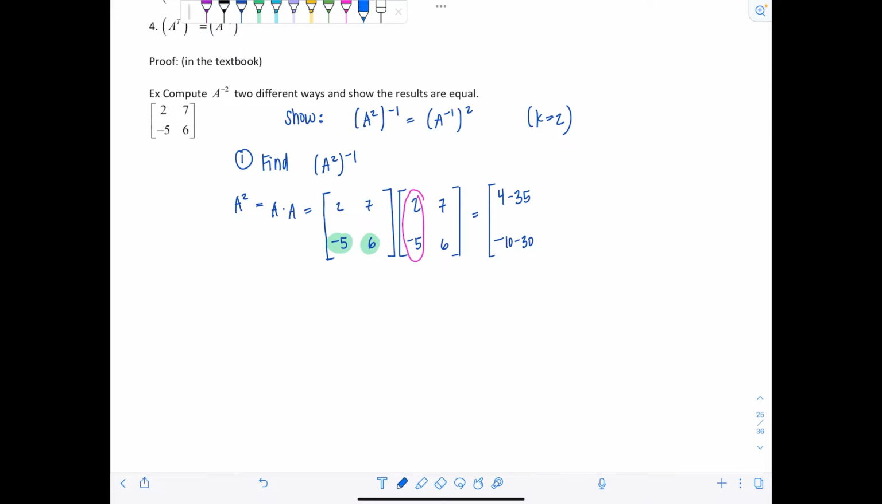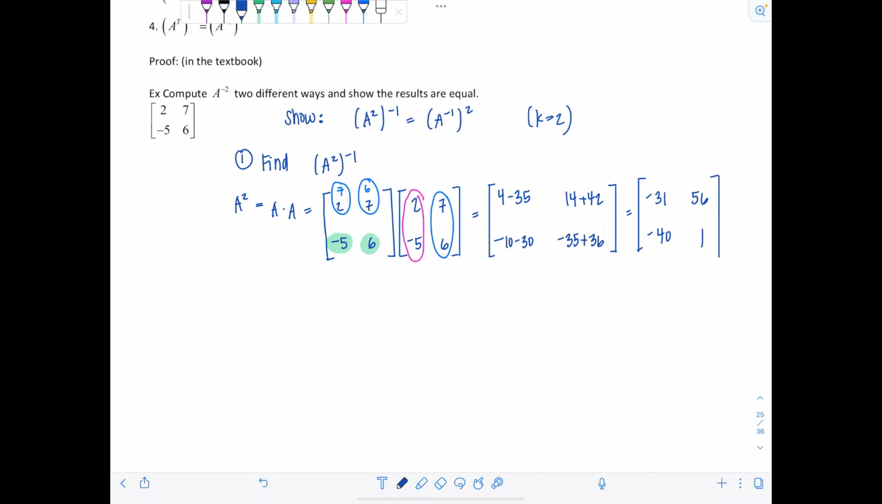So we'll take now 7, 6, write it up top here. This product 14 plus 42, that will go over here, top left entry. And then 7 times negative 5, 6 times 6, that's negative 35 plus 36. All right. So what are we left with here? This is going to be negative 31, 56, negative 40, and 1. So this is A squared.